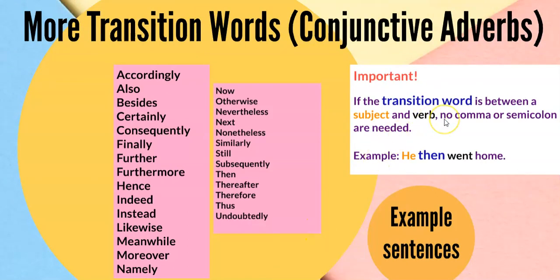If the transition word is between a subject, who or what the sentence is about, and a verb, mostly doing words, no comma or semicolon are needed. For example, he then went home. Who went home? He, so he is the subject. What did he do? Went, so went is the verb. Then is from this list, and because it's in the middle of the subject and verb, no punctuation marks are needed.